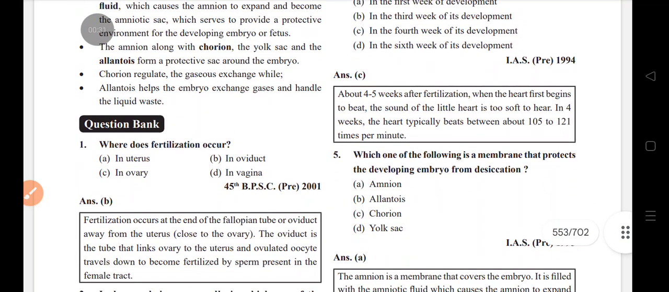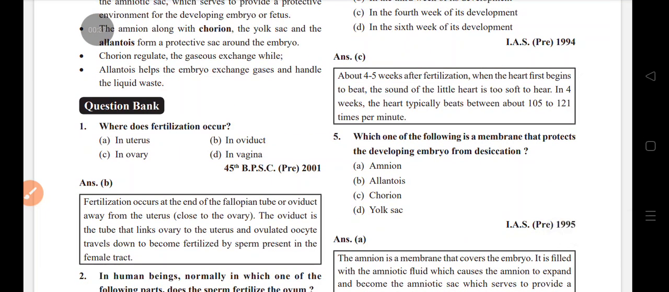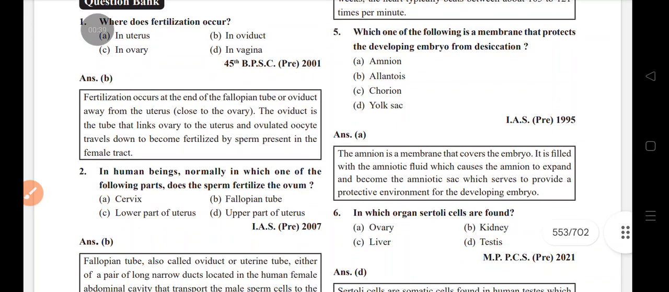The heart of the human embryo starts beating in the 4th week of its development. Which one of the following is a membrane that protects the developing embryo from desiccation? Amnion. In which organ are Sertoli cells found? Testes.